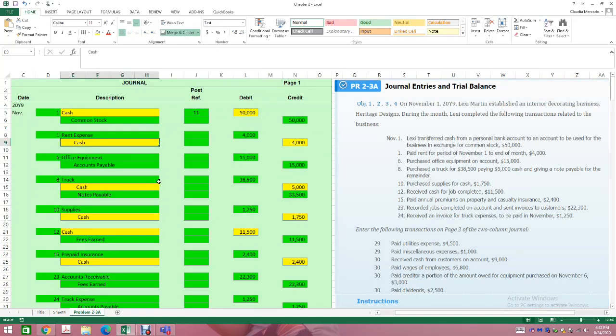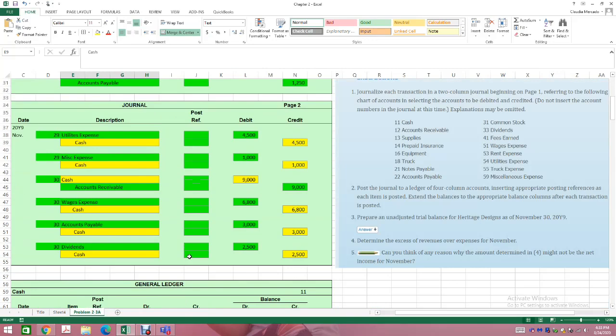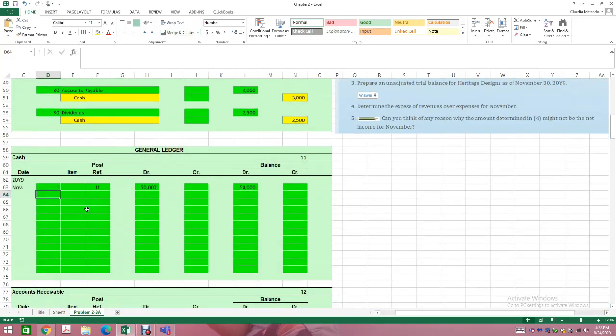I'm going to go to the next transaction, which also happened on the 1st. But in this case, cash got credited $4,000. So you're going to enter the date, which is the 1st. This is journal 1. And now we have a credit of $4,000. So this is where it gets tricky.